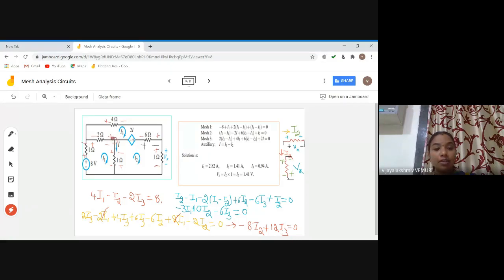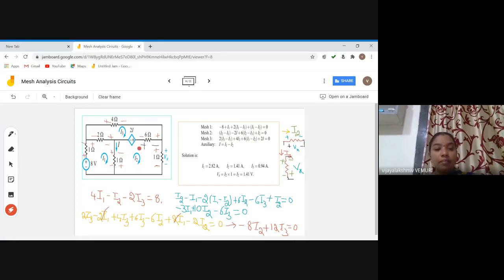Now coming to the second mesh, when I start at this node, at this point, and go like this, minus 2i first, minus 2i. Okay, next plus 6 into I2 minus I3. Next plus 1 into I2 minus I1, equal to 0.